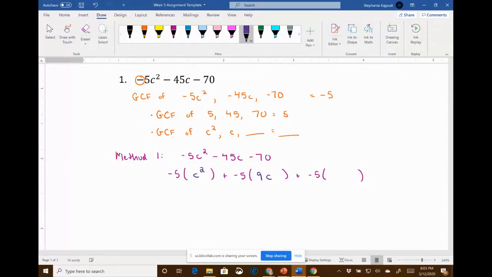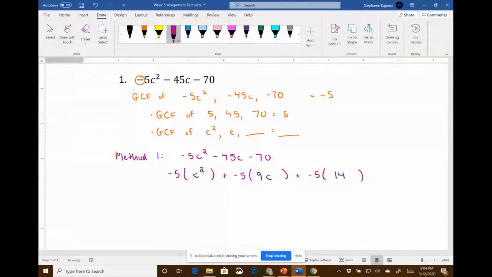Then in the end, I have negative 5, and I need to know negative 5 times what gets me 70. Well, I don't know that, so I work backwards and divide. So I would be doing 70 divided by 5 to figure out what the number is. That gave me 14. So that means a negative 5 times 14 will get me a negative 70.